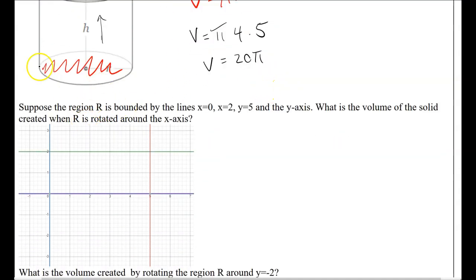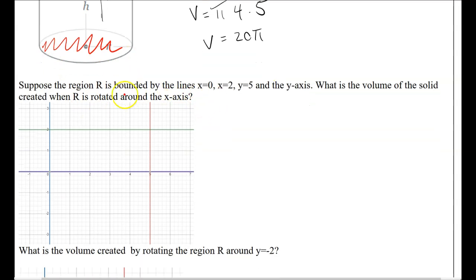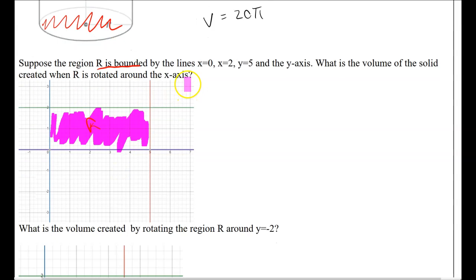Let's move on to something similar to what we covered in the last lesson. We have this region R bounded by some horizontal and vertical lines and the y-axis. So here's my region R, so you can label it and shade it in. Kind of an unfortunate color combination here. And what we're asked is, what is the volume of the solid created when R is rotated around the x-axis? Here's where we have to start to use our imagination a little bit. So here's the x-axis, right? We're rotating that region around.